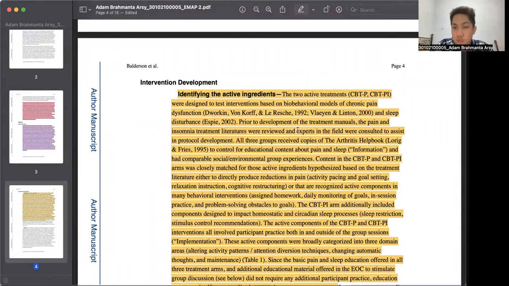The two treatments, CBT-P and CBT-PI, were designed to test interventions based on a biobehavioral model of chronic pain dysfunction. Prior to development, all the treatment manuals and the pain and insomnia treatment literatures were reviewed, and experts in the field were consulted to assist in protocol development. All three groups received copies of the Arthritis Help Book and a social or environmental group experience.